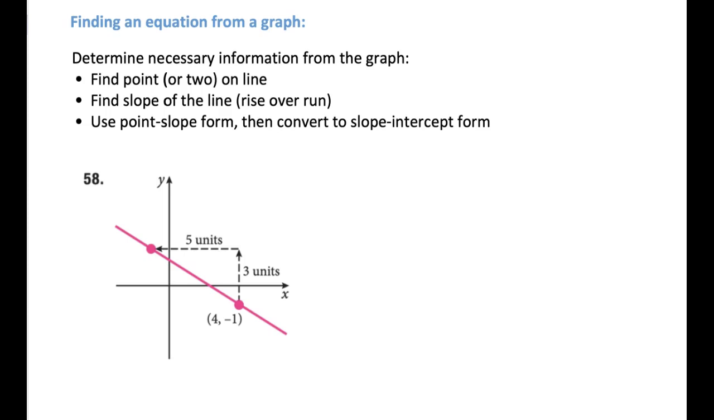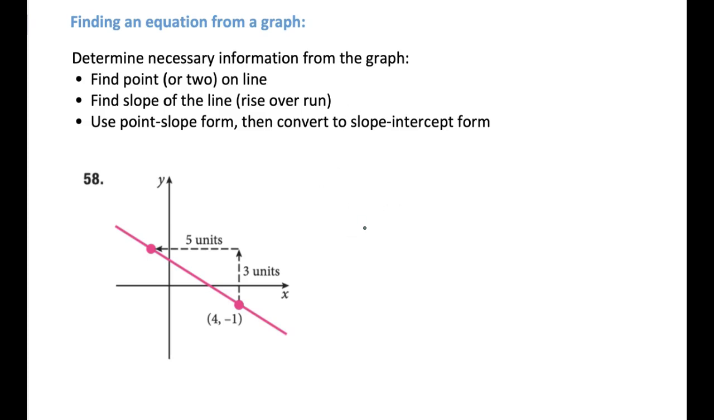So you need to determine the necessary information from the graph, find the point or two on the line, and find the slope of the line. And then that's going to be the rise over run. You're just going to count up units and across units, or down and across, and figure out if it's positive or negative just by looking at it. If it goes down to the right, like the one we're looking at, that has a negative slope. And then you're going to use the point slope form to come up with an equation and then convert it to the slope intercept form.